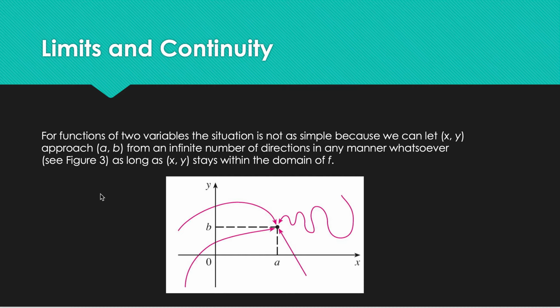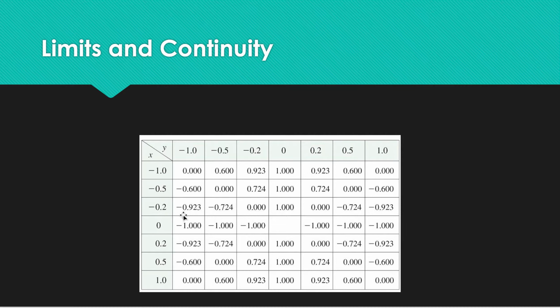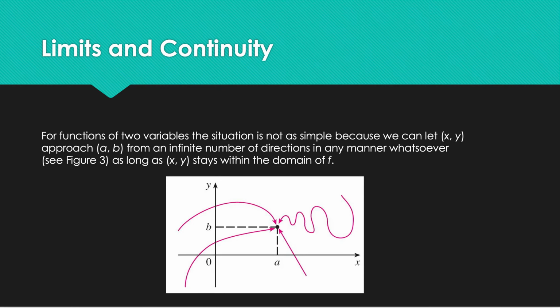So for a function of two variables, it's not as simple as just looking at the y value like a single limit, just like we saw in this table. If I was just looking for that one value, I would just be looking at this row. But I have to look holistically at what's happening, otherwise I could miss something.